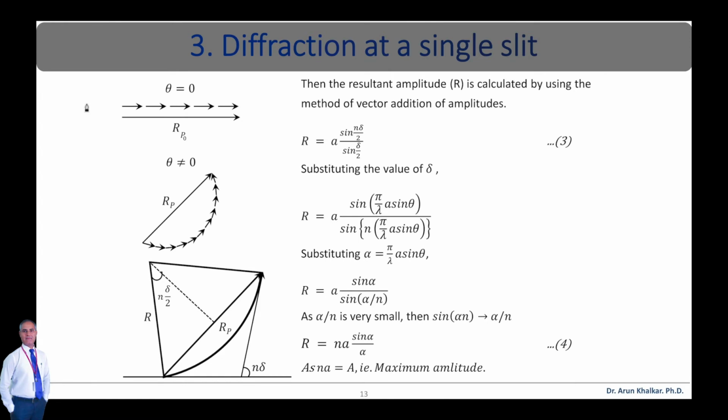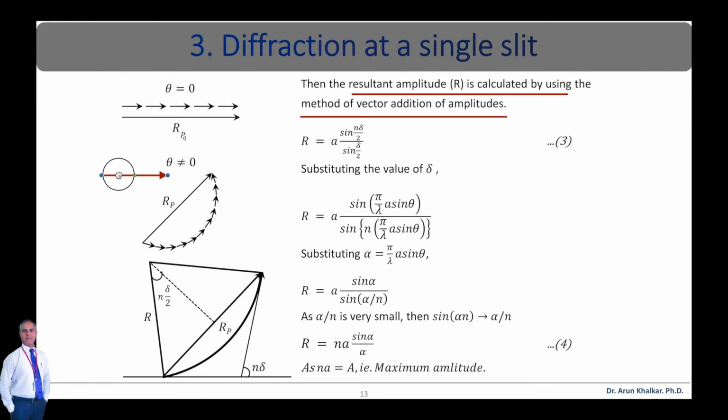Amplitude is calculated by using the method of vector addition of amplitudes. From the diagram, at point P0 we are getting maximum intensity. That means at P0 the angle of diffraction is 0. That means the light is coming directly through the slit and is incident at point P0. So there is no diffraction, that's why we are getting the maximum intensity. So here we consider theta is equal to 0. On the other hand, diffraction happens at theta not equal to 0.